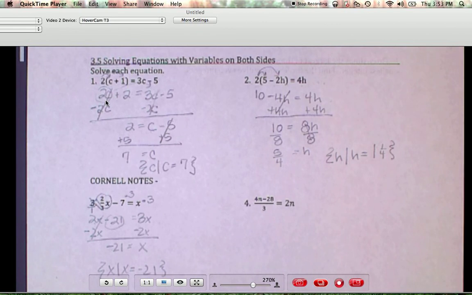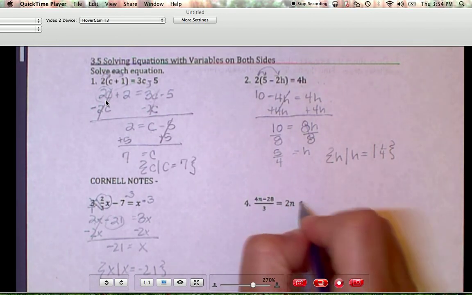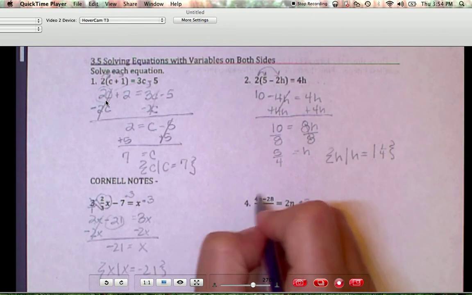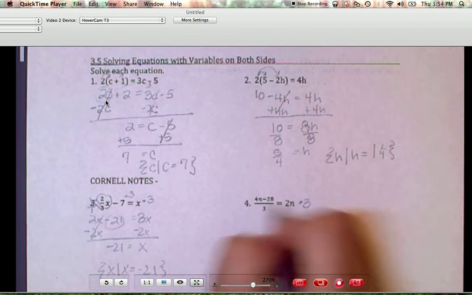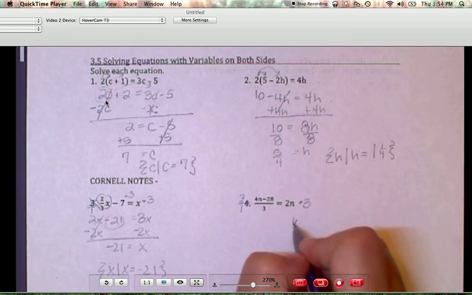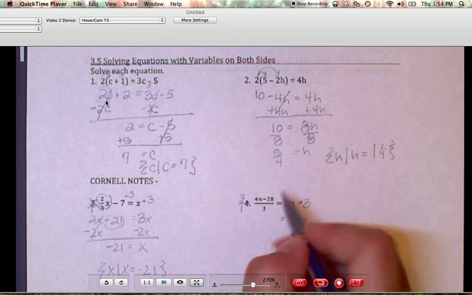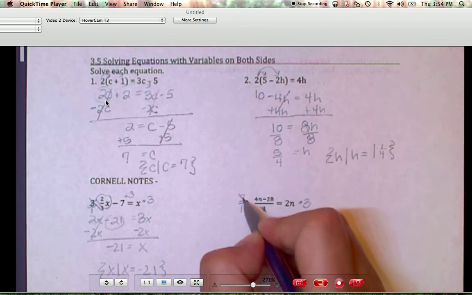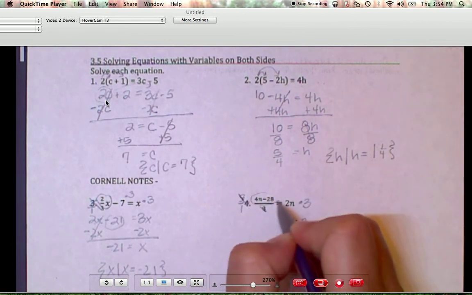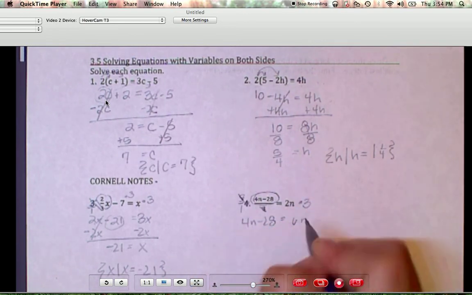Number 4, very similar, and we've seen a problem like this before where there's only a variable on one side, but we still have a fraction, so we still want to multiply both sides by the denominator, which is again 3. So we multiply the right side by 3 and the left side by 3 over 1. On the right side we get 6n. On the left side, remember, you have to be careful. This 3 is going to cancel with this 3, and nothing ever touches this right here. It stays the same, 4n minus 28.